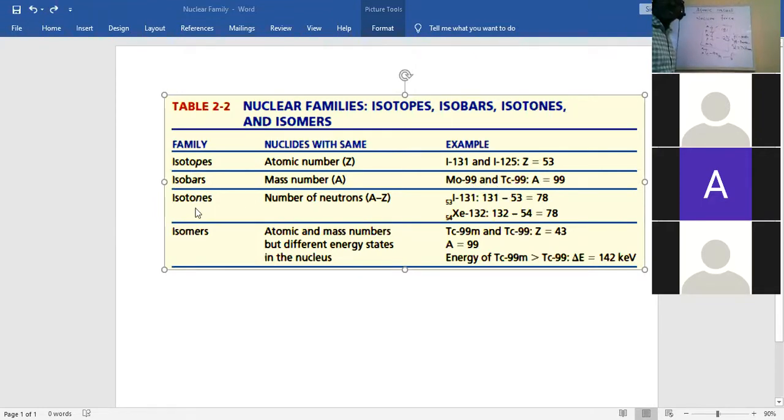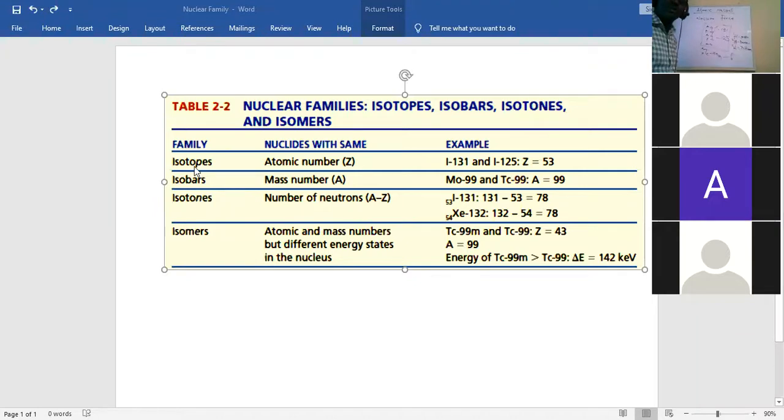The next family we have here is the isotones. These have the same number of neutrons. Like you have iodine 131 here, which has 78 neutrons, whereas this one also has 78 neutrons. So the name coined here is isotones. If you look at these first three, at times we might mix up these names: isotopes, isobars.